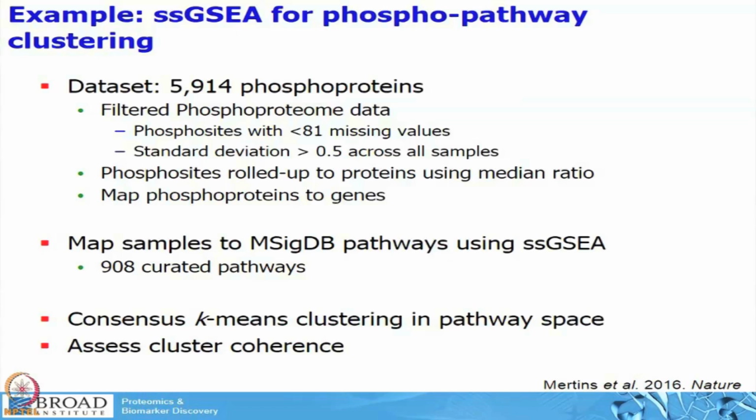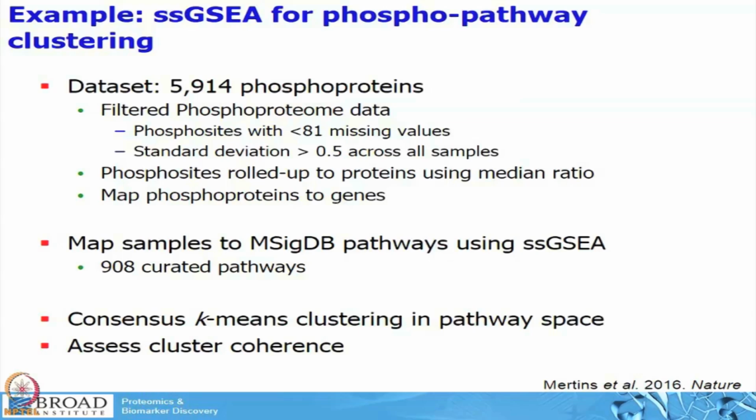So this is one example where we have employed this approach. This is from the breast cancer study published in Nature 2 years back, where we started with roughly 6,000 phosphoproteins and performed the same type of analysis I just described. We used single sample GSEA to map these phosphoproteins, which we of course first collapsed to genes using a median ratio. We projected those into the space of 900 pathways, and then we performed consensus clustering on this data matrix.